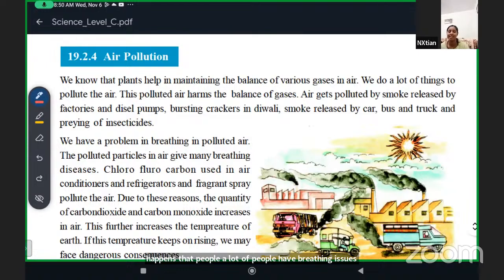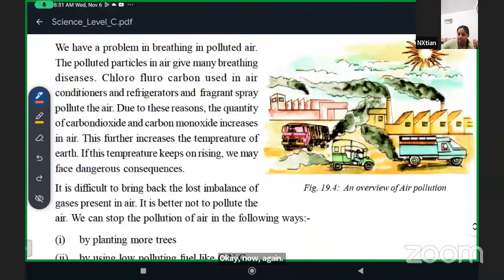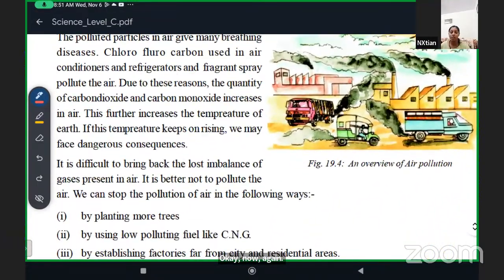Why? Again, because the air is polluted. So it causes breathing problems. It leads to a lot of diseases, okay, asthma and other diseases. Now again, there is also a thing called chlorofluorocarbon, which is used in ACs and refrigerators and fragrance sprays. They pollute the air. Due to these reasons, the quantity of CO2 and carbon monoxide increases in air.